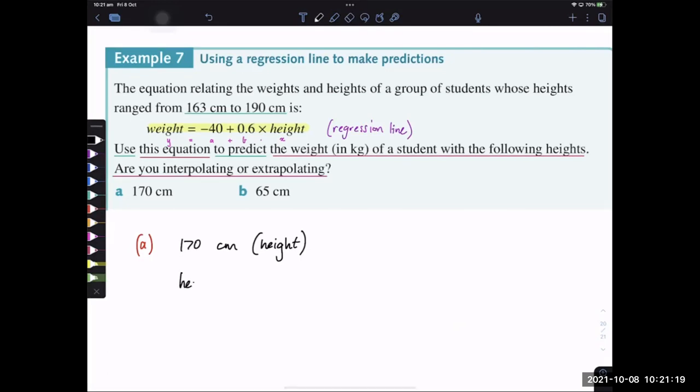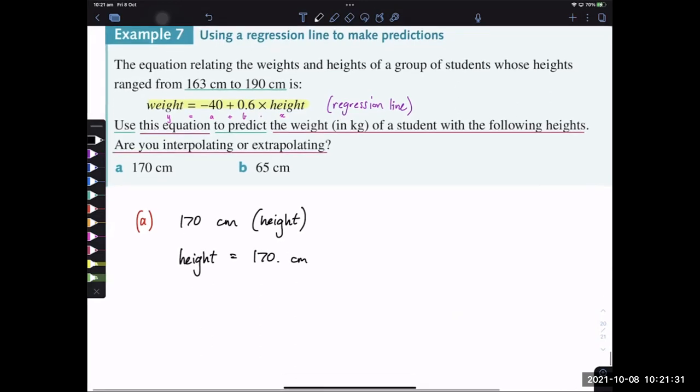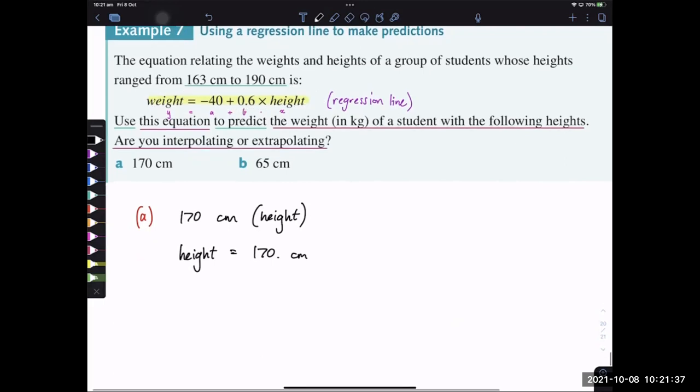So we can say the height equals 170. We can write 170 centimeters, but I'm going to write 170 just so we can substitute it into the formula here. If we have a formula, we know that we need to write it out. So step number 1, write the formula. And this is what I would do in my book, right?